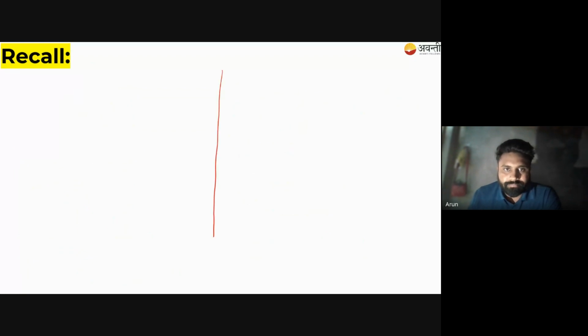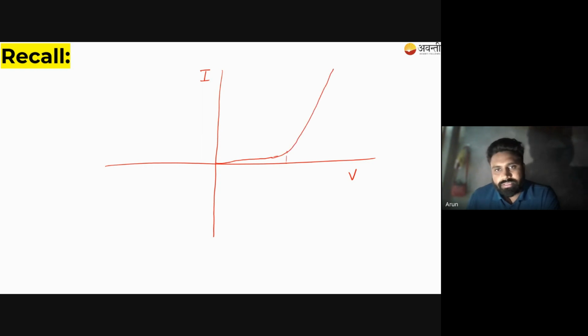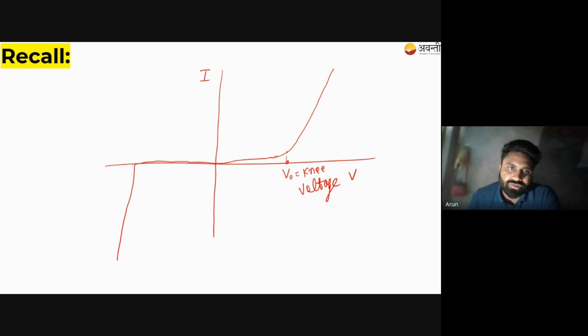So a better graph, I will tell you. This is current, this is voltage. In forward biasing, you are providing a positive value of voltage, so I'm writing it here. Initially, the current will be negligible, very small. After the knee voltage, it will shoot up. This value is termed as V naught, which is the knee voltage. But in the reverse biasing condition, the current will be negligible, and after the breakdown voltage, it will just shoot up. This point is known as VBR, the breakdown voltage.